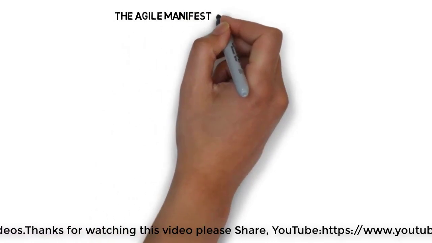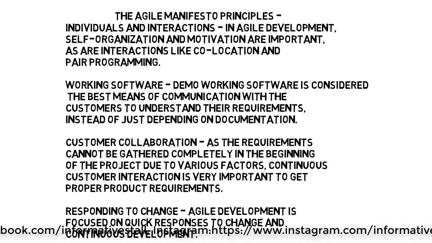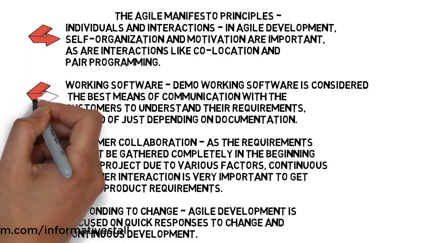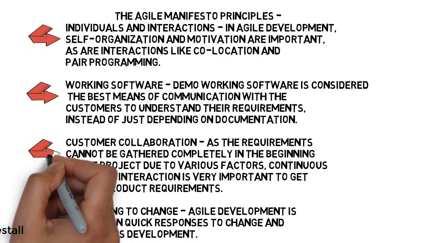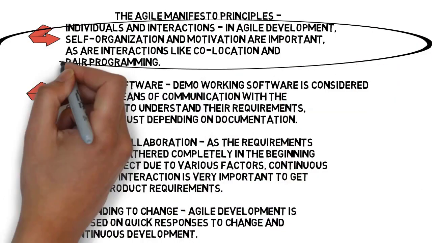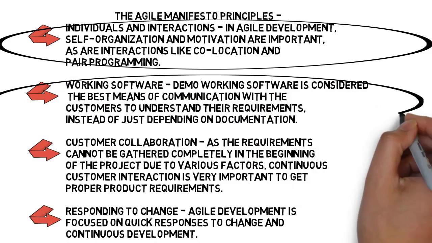We are going to discuss the Agile Manifesto principles. There are 4 Agile Manifesto principles. Those are individuals and interactions, working software, customer collaboration, and responding to change. In Agile development, self-organization and motivation are important, as are interactions like co-location and pair programming.